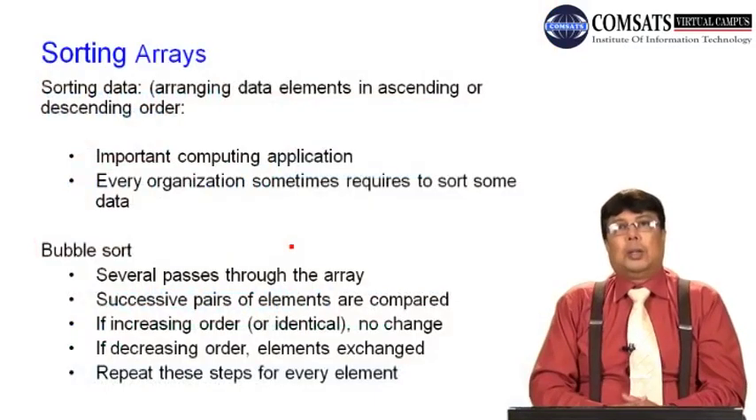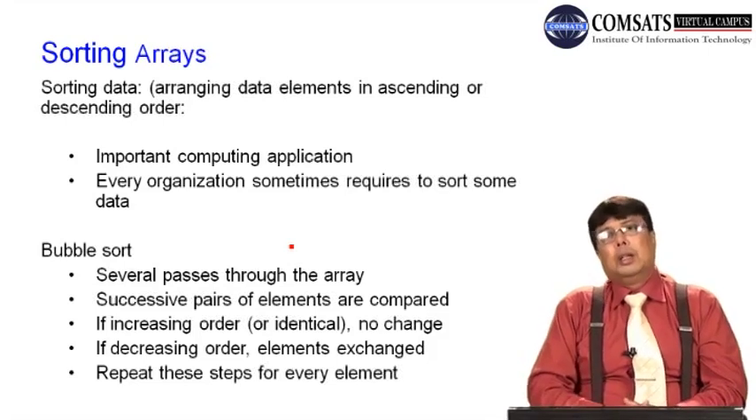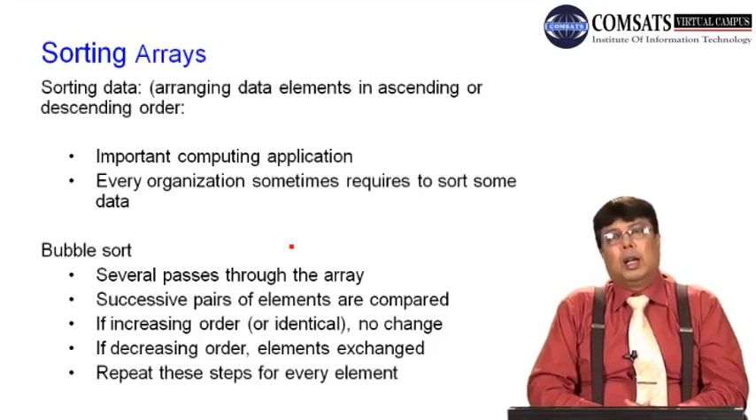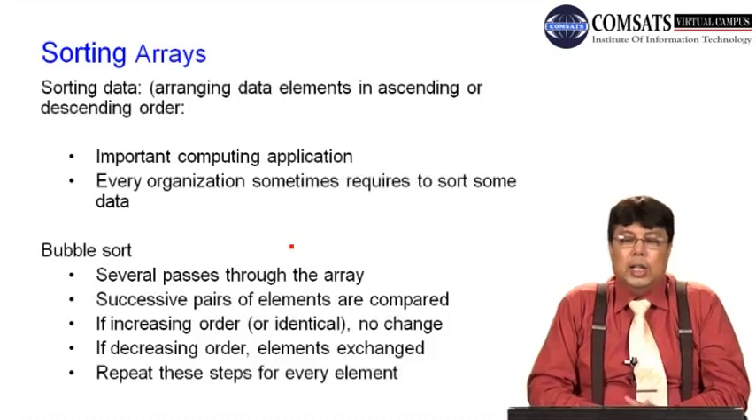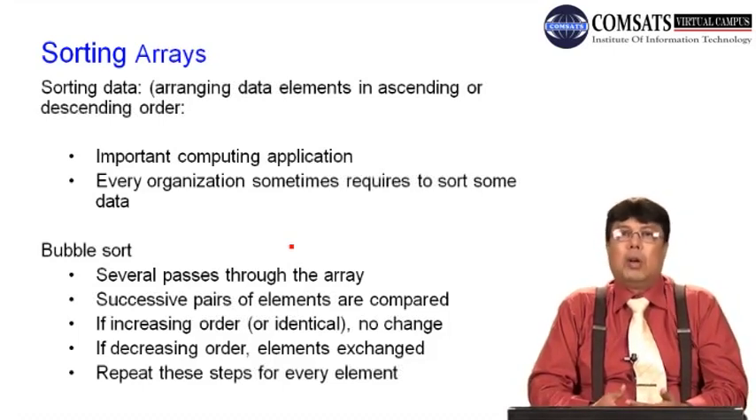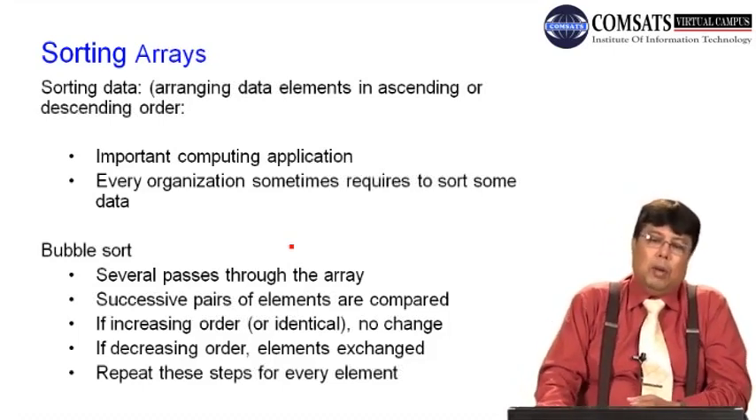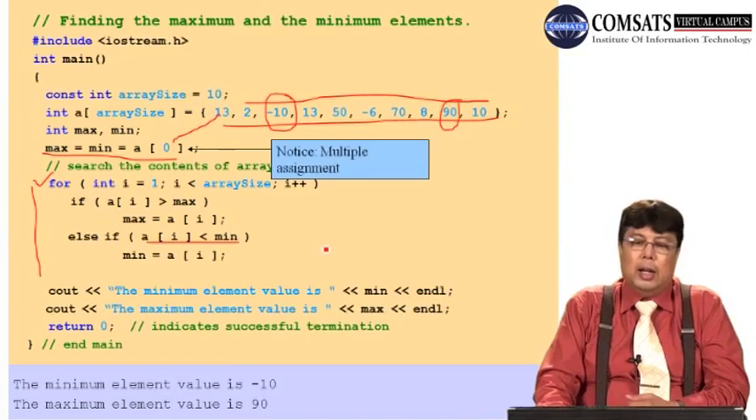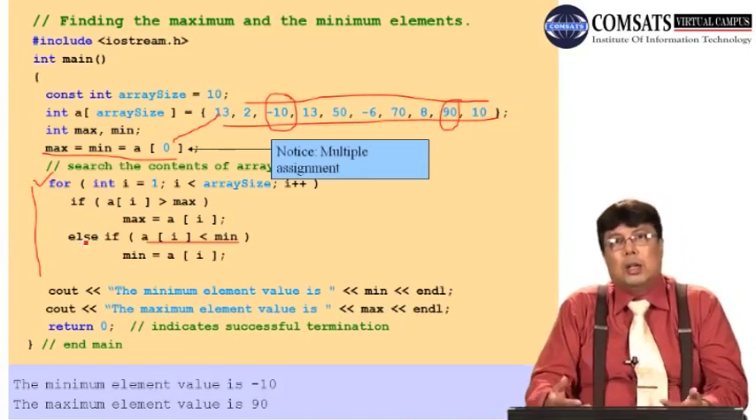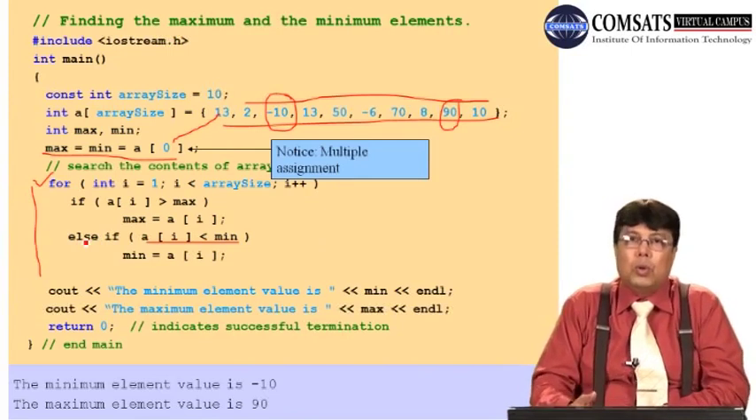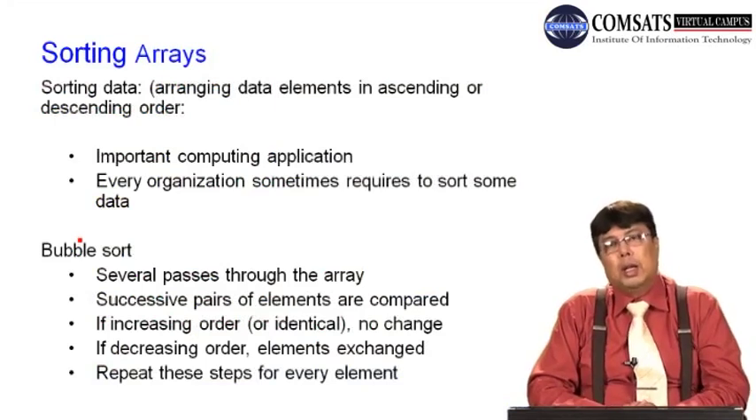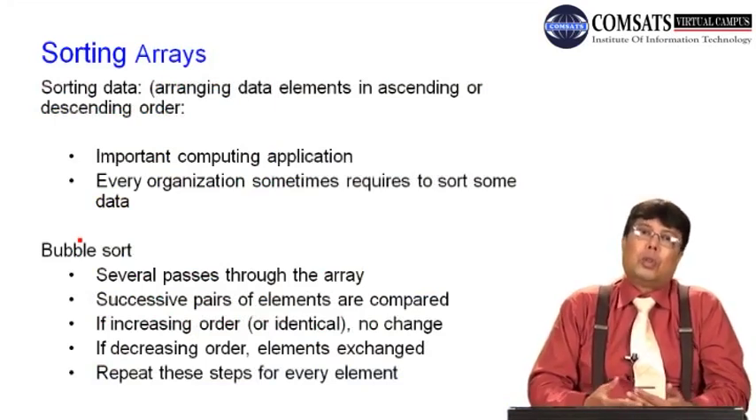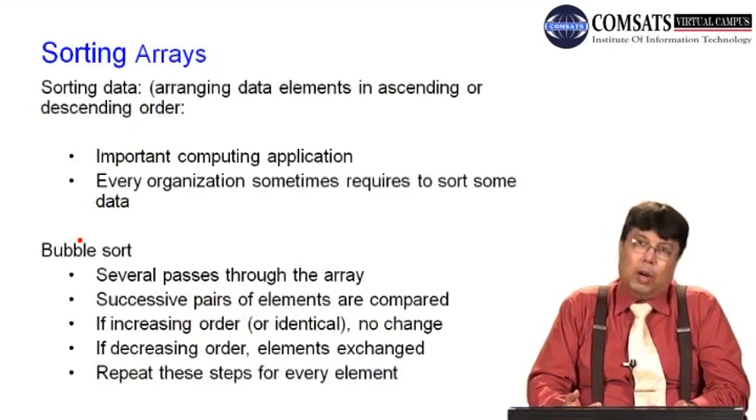Okay, next, another application that we can very conveniently execute is the sorting of arrays. What is sorting? Arranging the data elements in ascending or descending order. You see in our previous example, this array contains data elements which are scattered, which are not sorted. If we want to sort these data elements, we have to arrange these elements. We have to find out whether we want to sort in ascending order. What is ascending order?